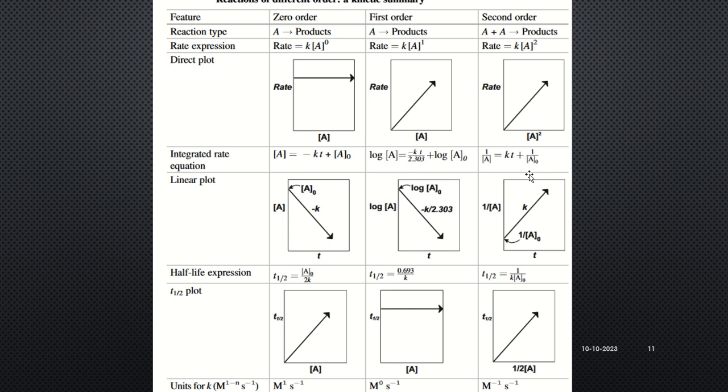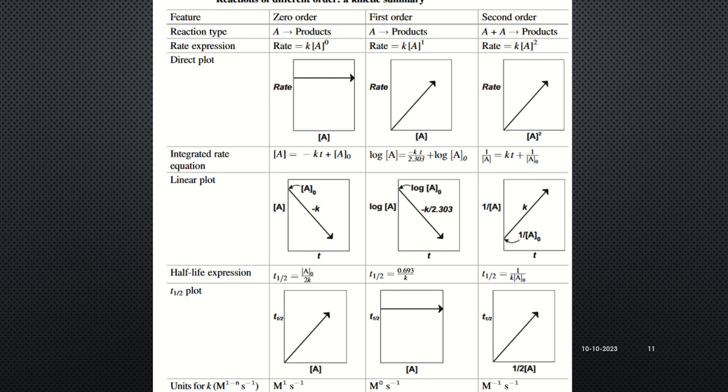So you can write the rate of different orders as a kinetic summary. If it is asked in the examination, you can only draw it without any explanation. Write differences between zero order, first order, and second order. Or they can also ask for zero order or second order. So you can write like this.